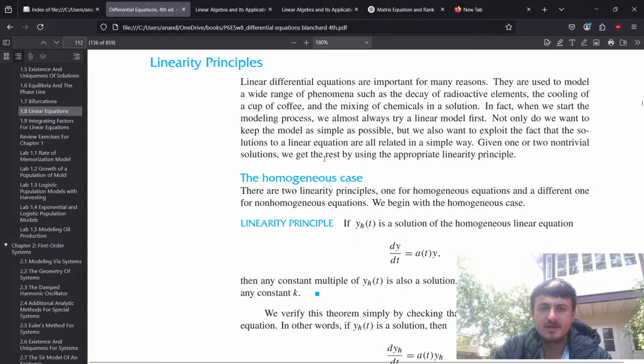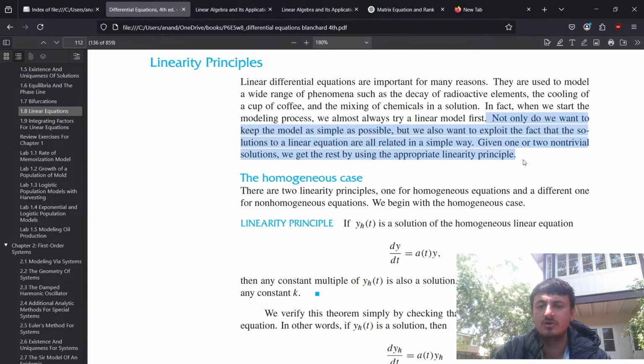The principles of linearity. Linear differential equations are important for many reasons. They're used to model a wide range of phenomena such as the decay of radioactive elements, the cooling of a cup of coffee, and the mixing of chemicals in a solution. In fact, when we start the modeling process, we almost always try a linear model first. Not only do we want to keep the model as simple as possible, but we want to exploit the fact that the solutions to a linear equation are all related in a simple way. Given one or two non-trivial solutions, we get the rest by the appropriate linearity principle.